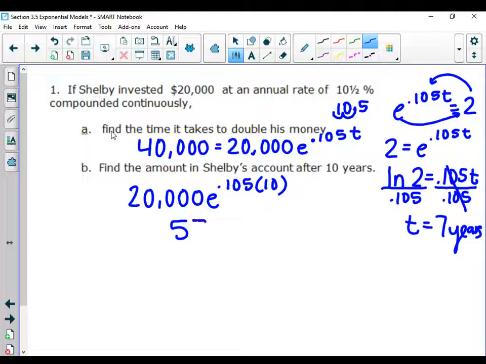And I have about 57,153.02. Okay, so if it takes about 7 years for me to make $40,000, if I got anything less than 40,000 after 10 years, then I know I plugged something in incorrectly. So kind of just double check that. So those are the problems, pretty straightforward.